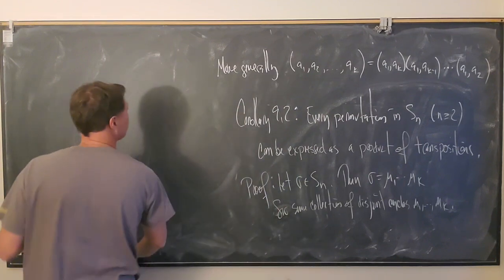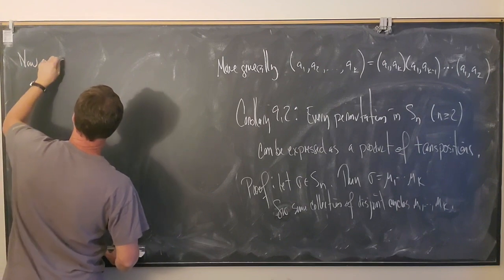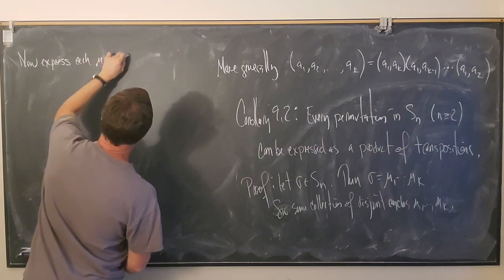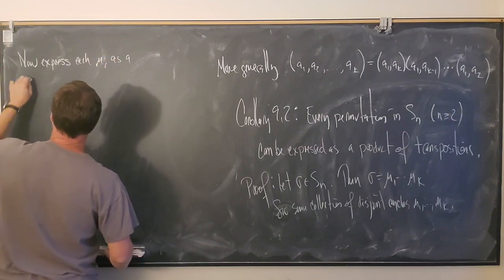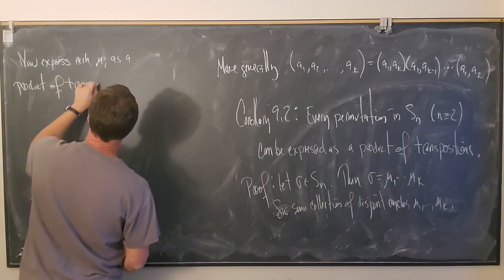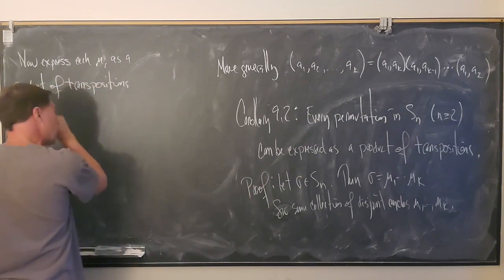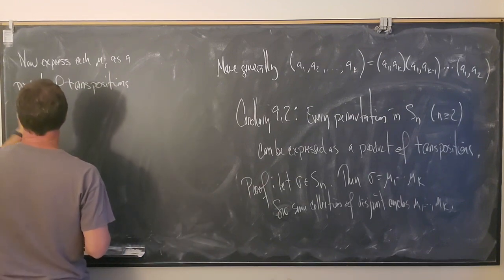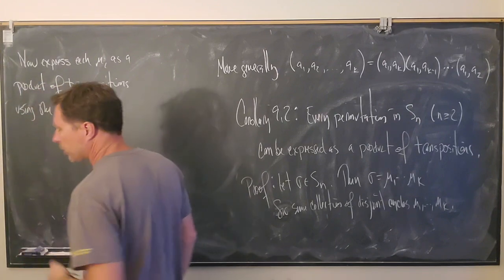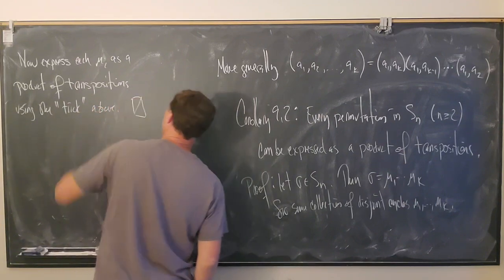So now, express each mu sub i as a product of transpositions using this trick that I just did. So we'll say using the "trick." I mean, it's not really a trick, so I put that in quotes. The trick above. That's it.